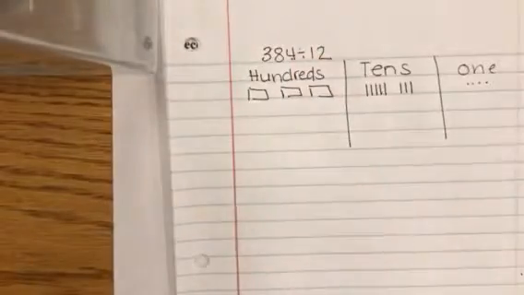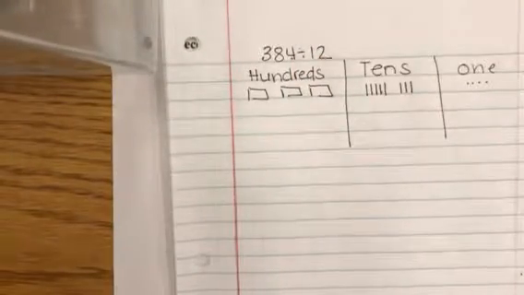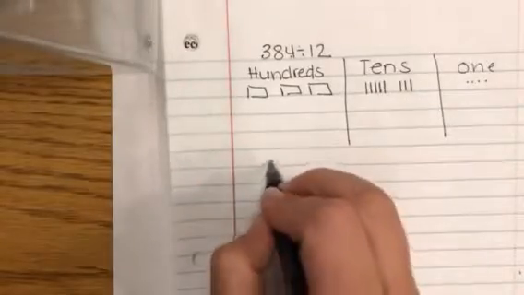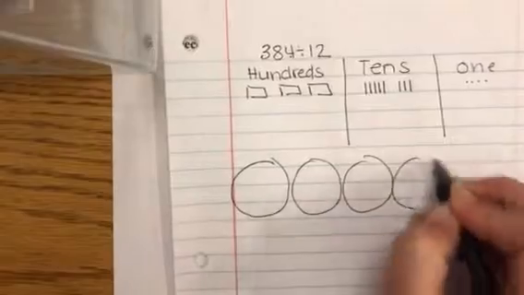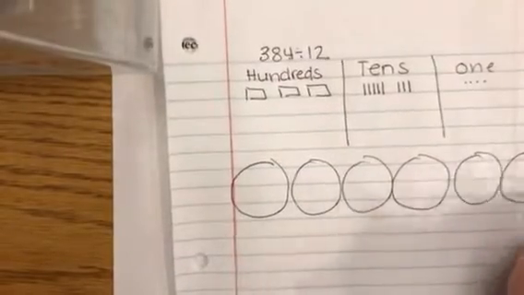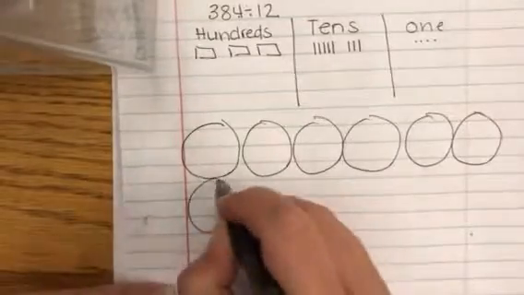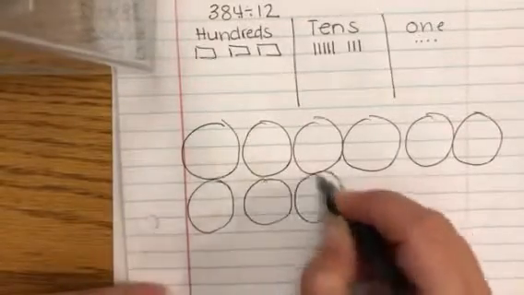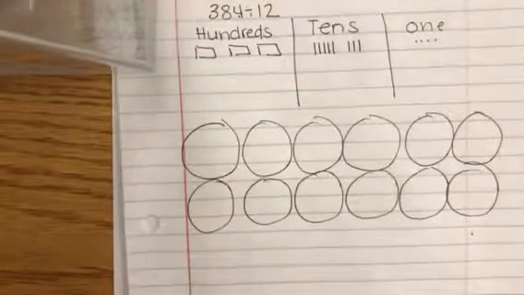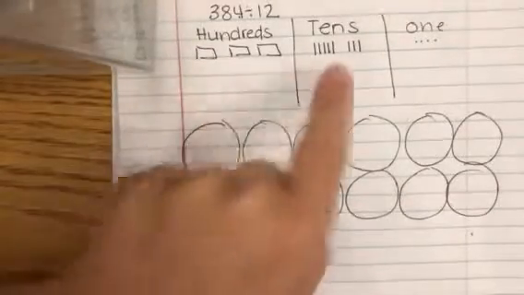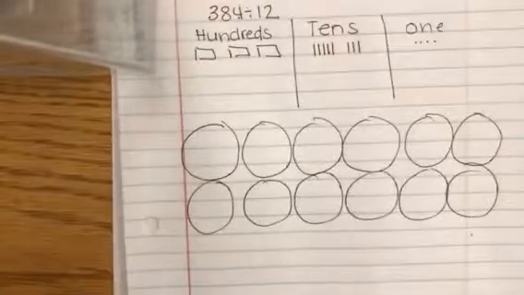What does divided by 12 mean? That means I'm putting them into 12 groups. So you should have drawn 1, 2, 3, 4, 5, 6, 7, 8, 9, 10, 11, 12. So this is how you should have set up your problem: 384 divided up into 12 groups.